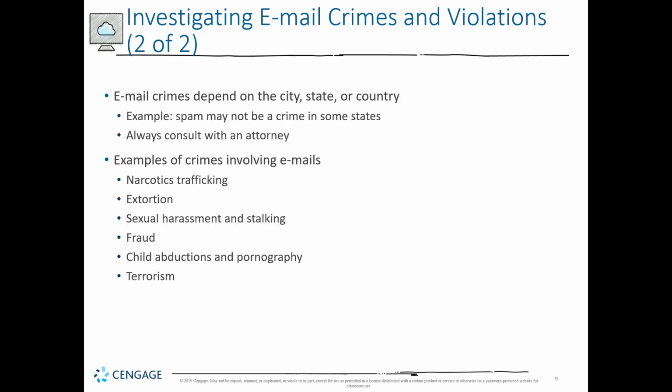So why is jurisdiction important? That's because email crime depends on where you're at. The country, the location, the state, the city. Spam may not be a crime in some areas, in some countries, in some states. So always consult the appropriate work group, normally general counsel, while dealing with email. Examples of crime could be drug trafficking, could be murder for hire, could be fraud, stalking, child pornography, terrorism, extortion, and that's just a small list.